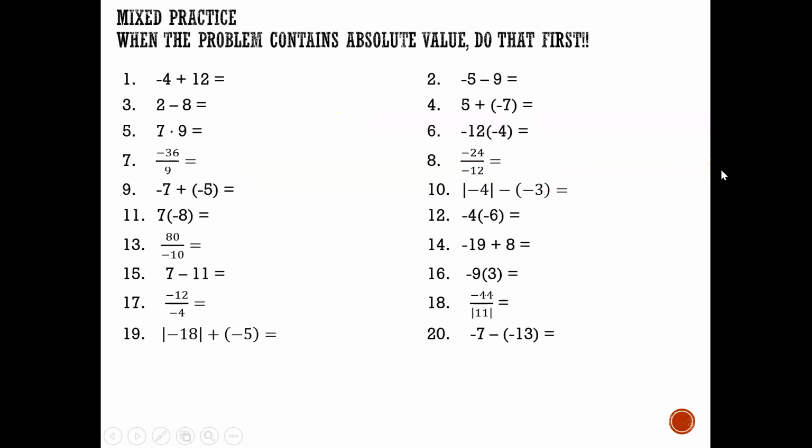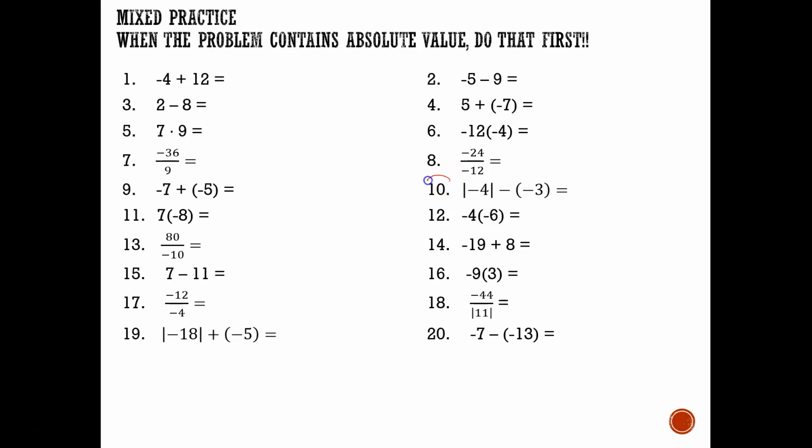Okay, so now I've got 20 problems here for you to practice. It's a mixture of addition, subtraction, multiplication, and division all together here. If the problem has absolute value in it, make sure you take the absolute value first and then you do the operation. Let me go ahead and do one of those with you.